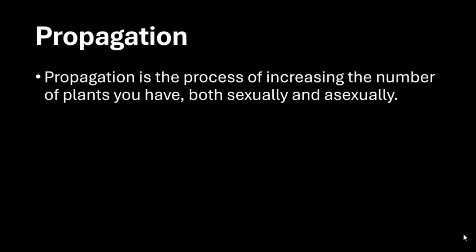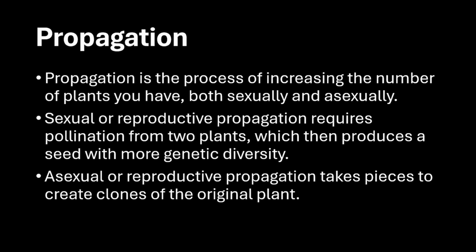Propagation. Propagation is the process of increasing the number of plants you have, both sexually and asexually. Sexual or reproductive propagation requires pollination between two plants, which then produces a seed with more genetic diversity. Asexual or vegetative propagation takes pieces to create clones of the original plant.